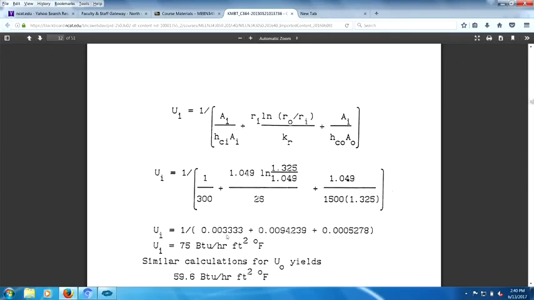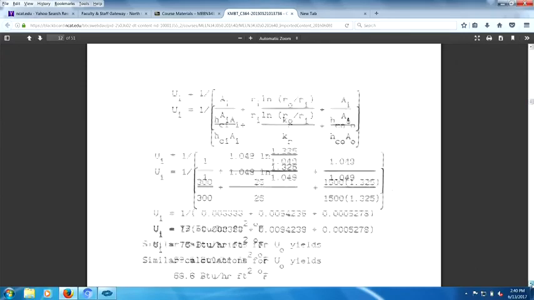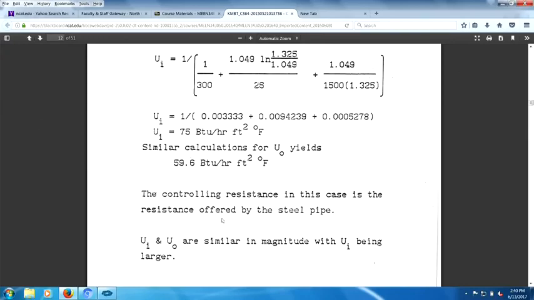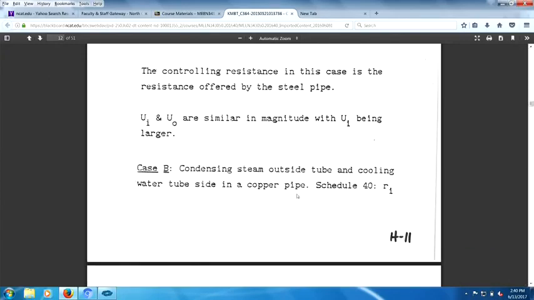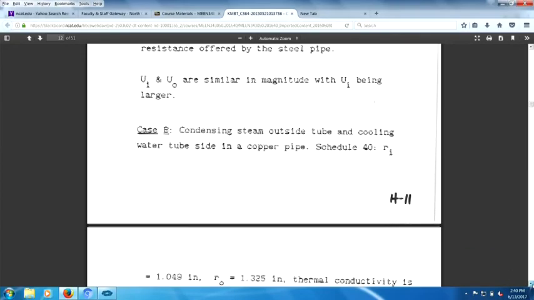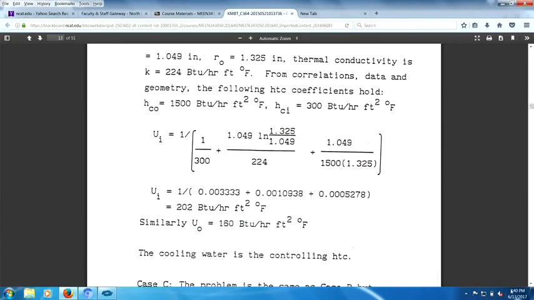And here you see that this is actually a reasonably large number as well. You have 2 zeros 3. Over here you have 2 zeros 9. This is the one that is fairly unimportant. The controlling resistance is the steel pipe. Now then, we go in and do the problem again. Okay, let's try something else. Let's try copper pipe. And we go in and we run through the calculations again.